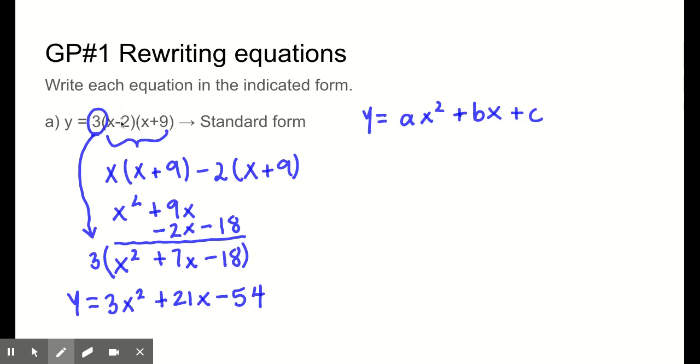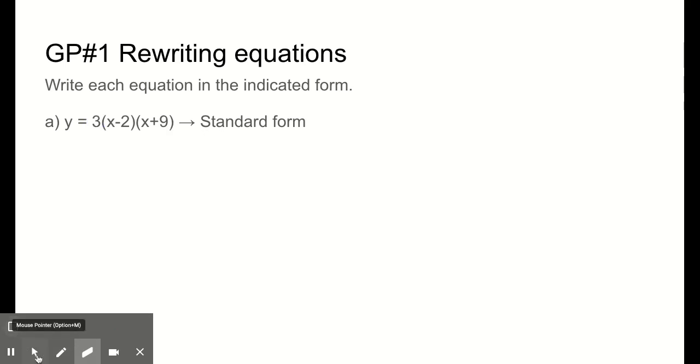And that is converting factored form into standard form. So first we double distribute the binomials, and then from there we distribute the a value, or GCF is what it would be. All right, let's take a look at another one.